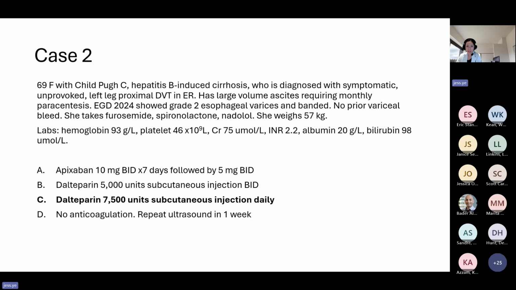Because it's Child-Pugh C, we wouldn't use DOAC, and because it's proximal DVT and no immediate bleeding concern, I think offering anticoagulation would be preferred over not anticoagulating.